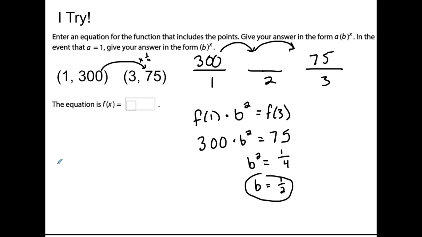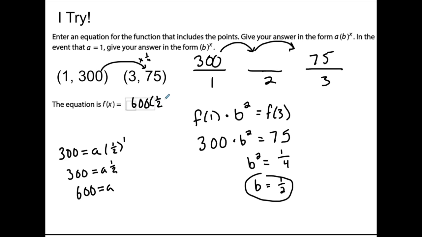Now I just go back and I plug in. So now I've got 300 equals a times 1/2 to the 1. So 300 equals a times a half. So 600 equals a. So our function is 600 times 1/2 to the x.